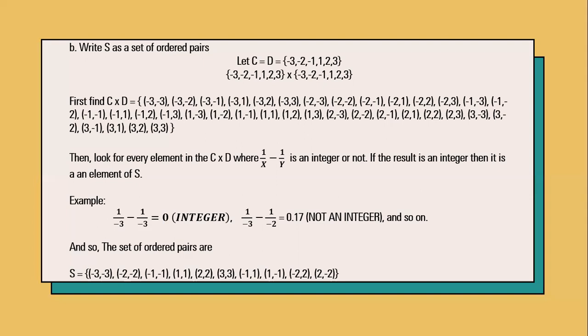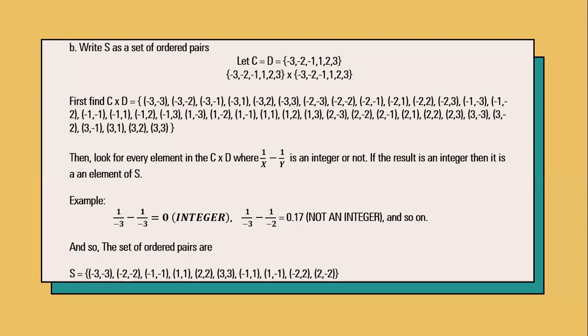And here's an example, because if I have done this for every element above, it would take ages. So I just gave an example. The first element in the product of set C and set D is negative 3 and negative 3. So we just substitute the negative 3 and negative 3 into the formula, just like we did in problem A. So 1 over negative 3 minus 1 over negative 3, which is 0. So it is an integer, which means that it is an element of relation S.